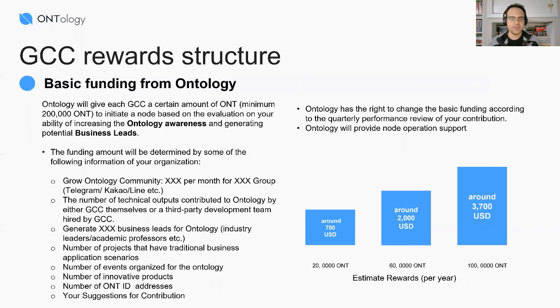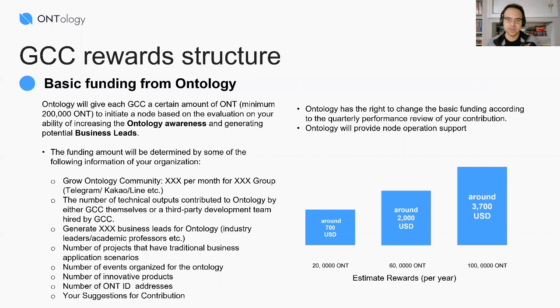We think about technical outputs, that would be development work if the community group is a more developer-oriented group. We think about business leads if the community group is more of a business connecting kind of group, like a VC firm that wants to help by connecting our ecosystem projects to their portfolio companies. Different ways for them to get involved. Also the number of projects that come from the network that have potential, that can grow, that become real products and services.